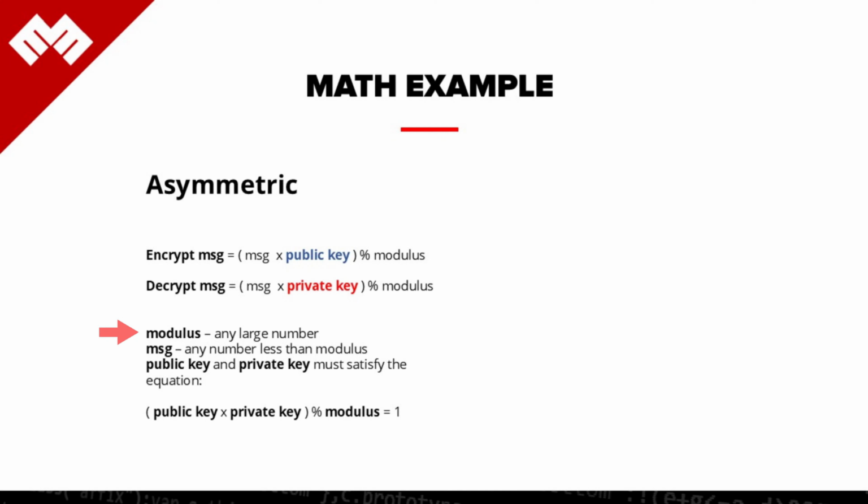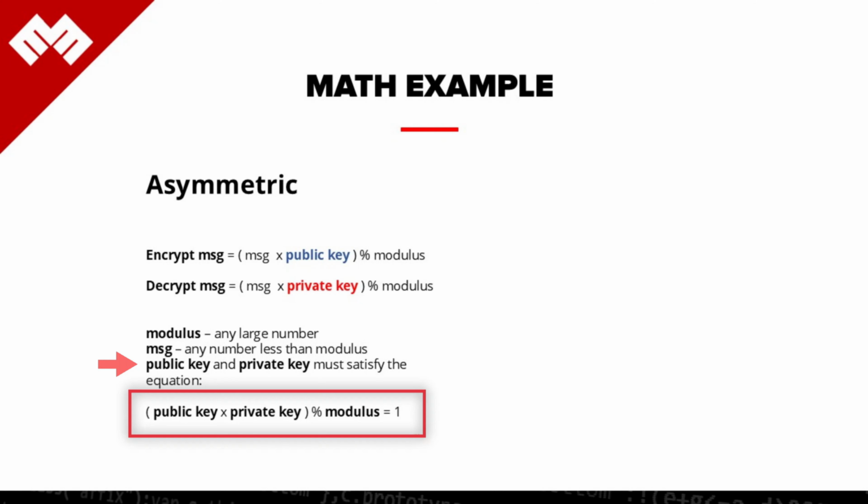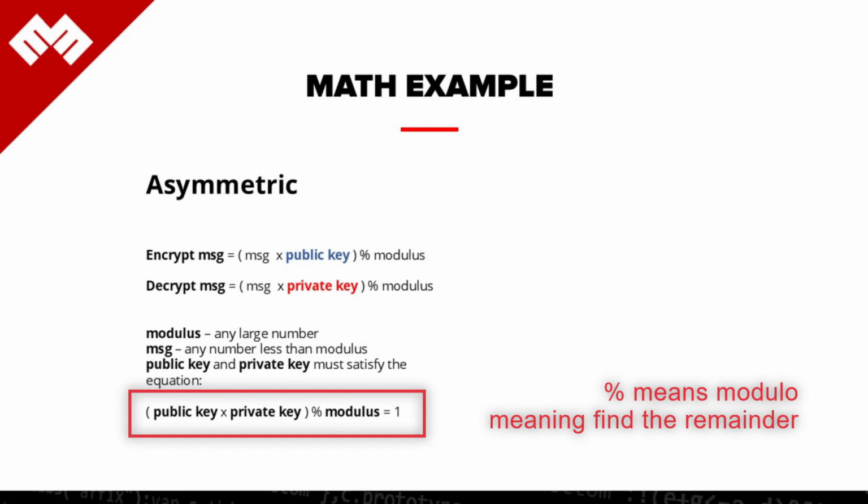The modulus can be any large number. The larger the number you select, the more room you will have for creating a message, because the message must be any number less than the modulus. For the public key and private key, you must select a number for each such that it satisfies this equation. Multiply the public key and private key together, then modulo the product by the modulus. The result must always be equal to 1. Modulo means get the remainder after dividing the modulus into the result of the public key multiplied by the private key. Now, if this sounds confusing, let's just do an example.